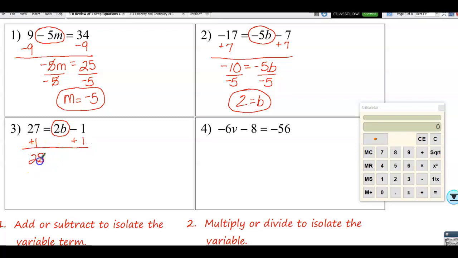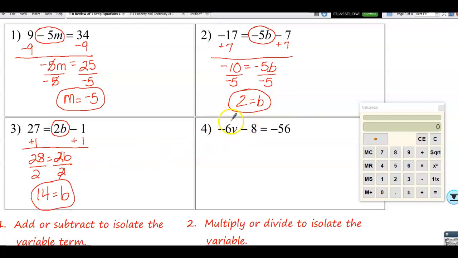That will give us 28 is equal to 2b. Step 2, divide or multiply both sides to isolate the variable. Because this is 2 times b, we need to divide. 28 divided by 2 is 14. And 2 divided by 2 is 1, so we have b.